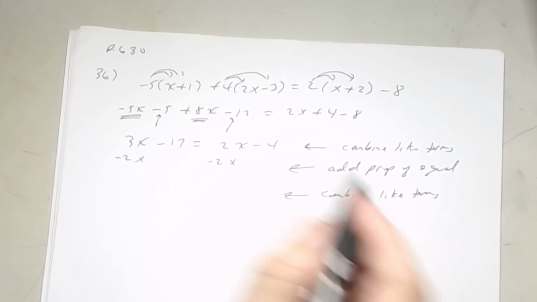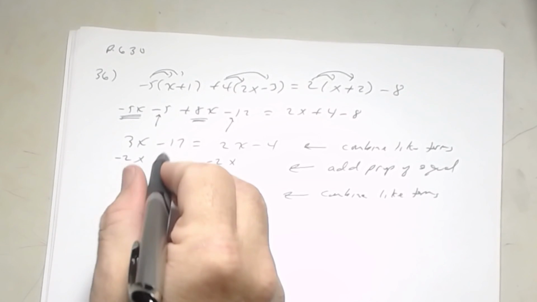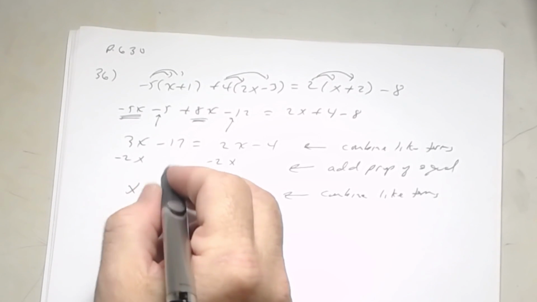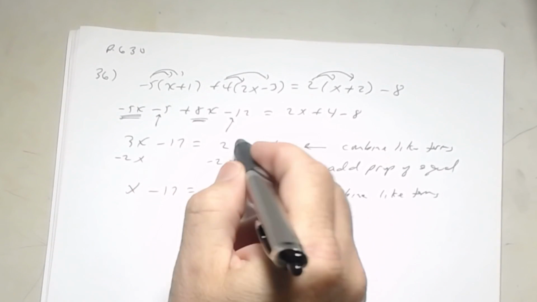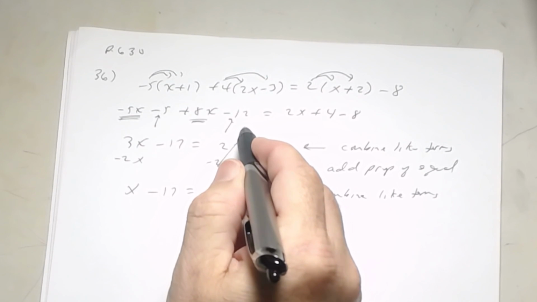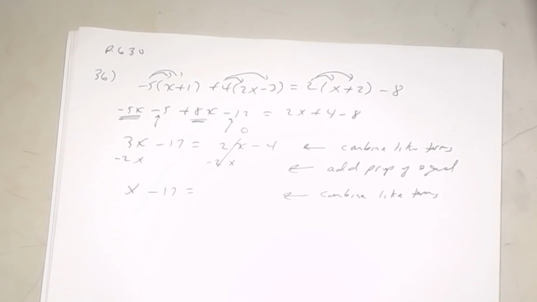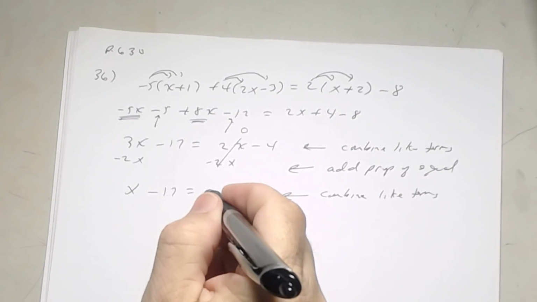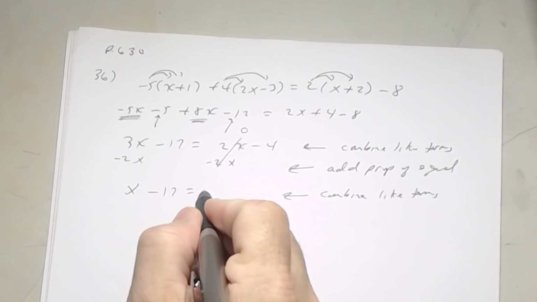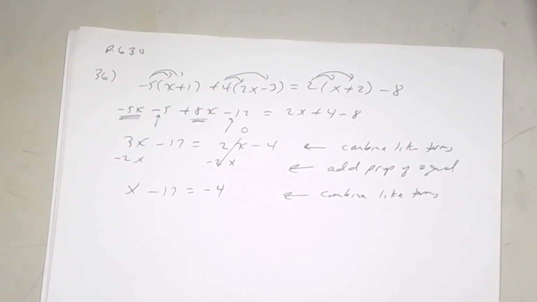So what's 3x minus 2x? 1x, right? Or just x. And then minus 17 equal. What's 2x minus 2x? Now, what's going to be that term on the right side, though? What do I write? Negative 4, right? Negative 4. Okay, one more step and you're done, because what's the coefficient of x?